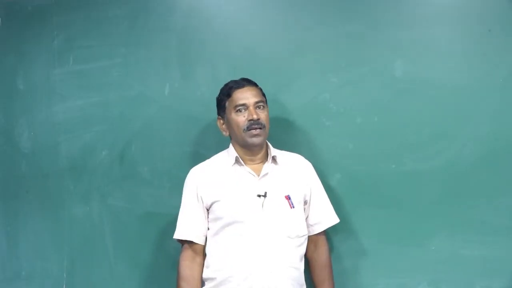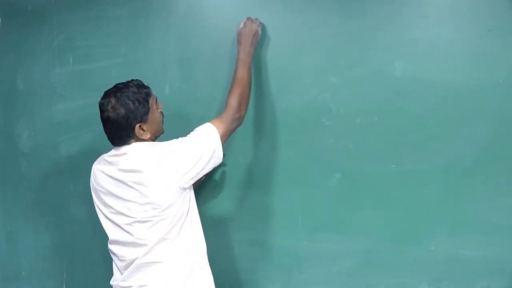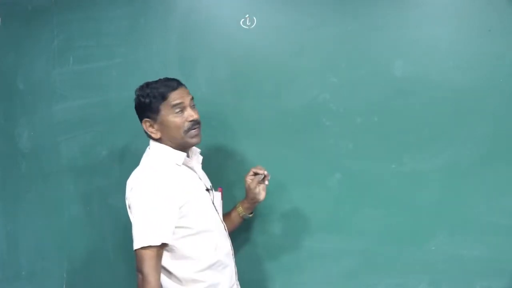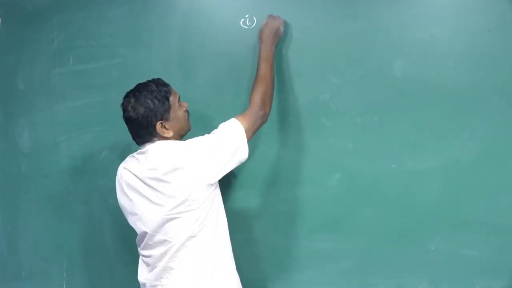Children, listen. Now 10th question from the first exercise. See the property one. Listen. So the first property is the closure axiom.